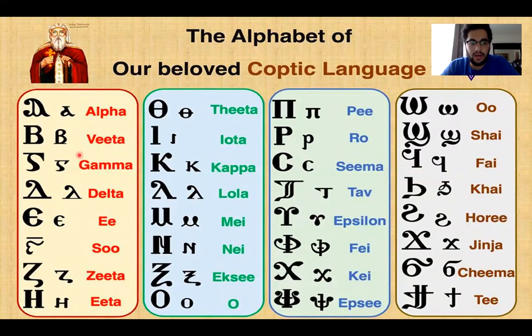Alpha, Vita, Gamma, Delta, Iso, Zeta, Eta, Theta, Iota, Kappa, Lulla, Meni, Xi, O. Pi, Rho, Sima, Tav, Epsilon, Phi, K, Ipsi. O, Shai, Phi, Chai, Hori, Ganga, Chi, Ma, Ti.